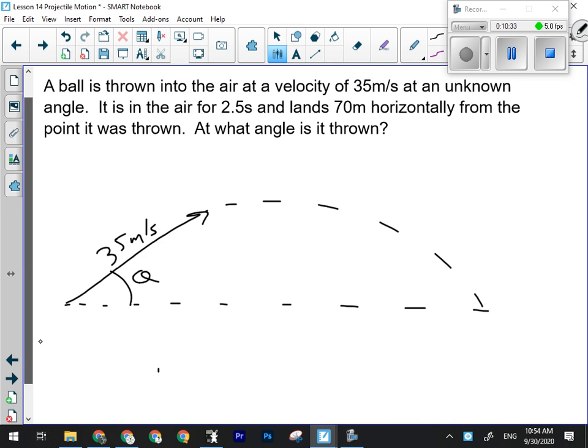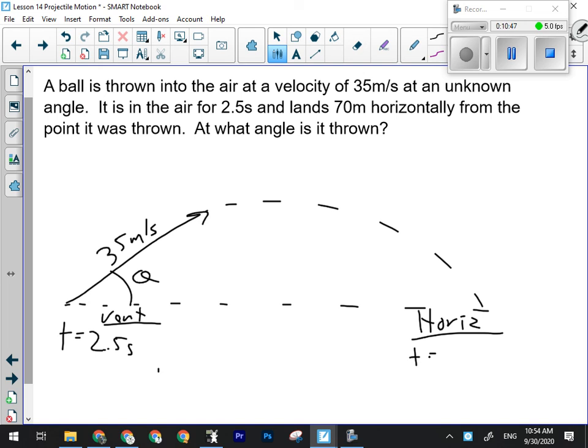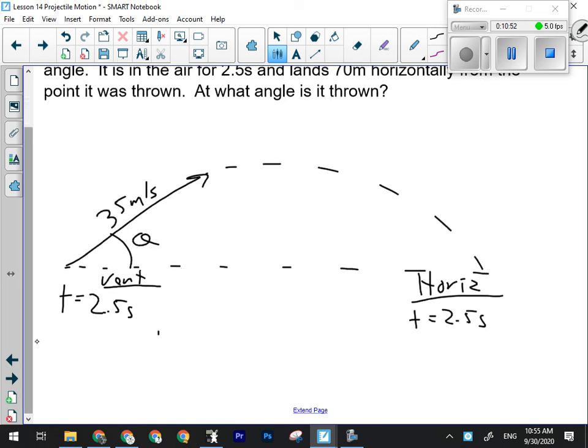We're given the time. So we got a time of 2.5 seconds. And we also know that it lands 70 meters away horizontally. So that's the information in addition to this that we have. We need to find the angle at which it is thrown. Give you a few minutes, see if you can figure that out.